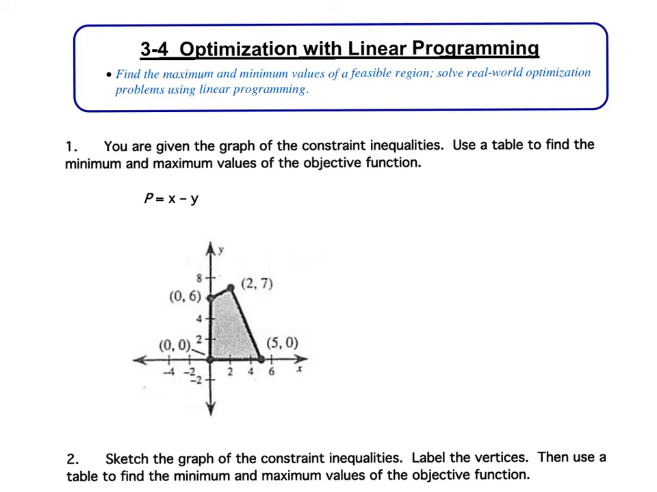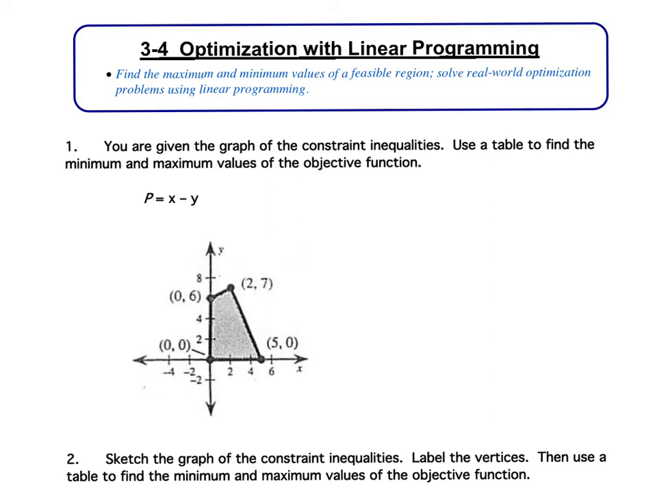This section puts together everything that we've done so far in this chapter. So we're going to have to graph systems of inequalities, we're going to have to find solutions, so find where lines intersect, and then we're going to have to use those solutions. So let's take a look at problem 1. You are given the graph of the constraint inequalities. Use a table to find the maximum and minimum values of the objective function.